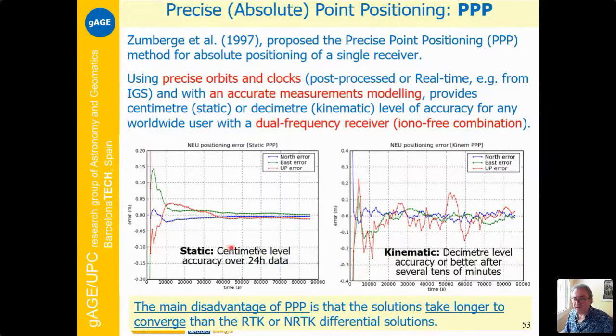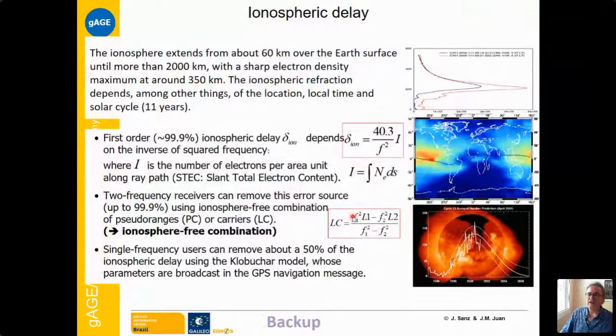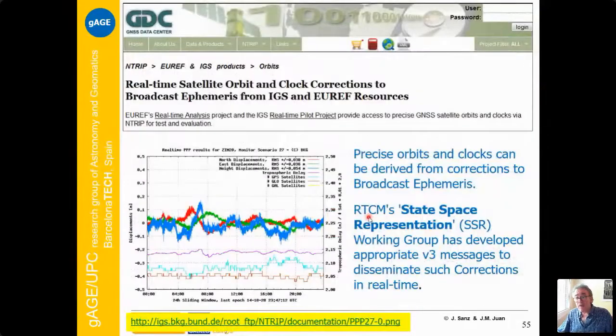Centimeter level in static, decimeter level in kinematic, but the problem is it takes longer to converge than the RTK or network RTK. Look at this. These are 10,000 seconds. This is more than 2 hours. In 1 hour, we are here. Okay, as I commented, the ionosphere depends on the frequency, and more than 99% can be removed using a combination of signals in two frequencies.